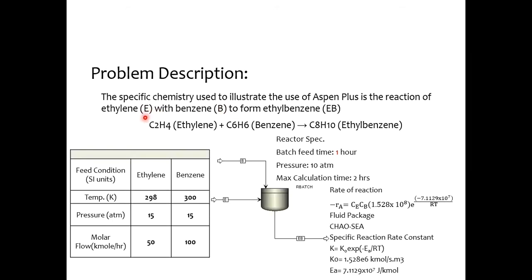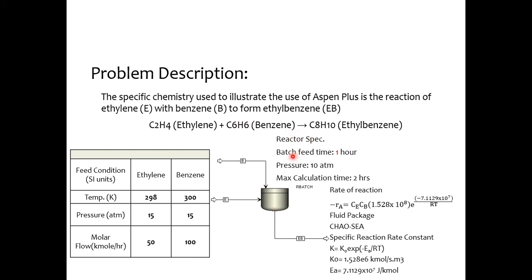We have been given this reaction: ethylene reacts with benzene to form ethyl benzene. These are the specifications of the two material streams, ethylene and benzene, both pure. Ethylene: temperature 298 Kelvin, pressure 15 atm, 50 kmol per hour. Benzene: 300 Kelvin, 15 atm pressure, 100 kmol per hour. As I have told you, one feed will be compulsory, required, while the other feed can be optional. In this case, benzene will be the required feed, while ethylene will be the optional one, regarded as the continuous feed. Ethylene will be fed continuously while benzene will be fed as a batch.